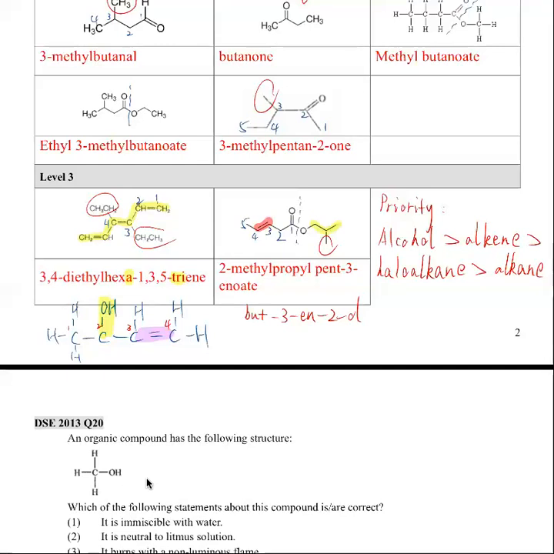Okay, so similarly, if we look back at this example, our carboxylic acid has a higher priority. So we need to make the numbering system that suits the carboxylic acid. That's why we number this carbon as number 1, and then follow this 1, 2, 3, 4, 5. And then that will be carbon 3, the double bond. Hence, that's pent-3-enoate.